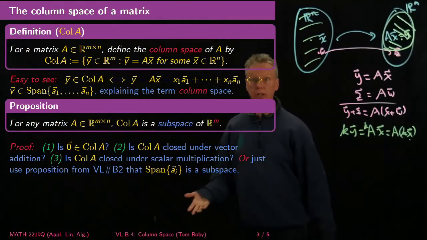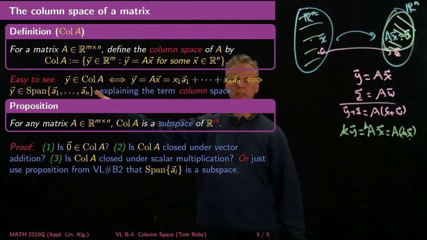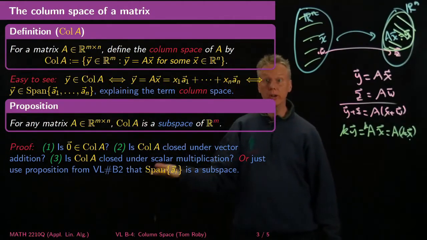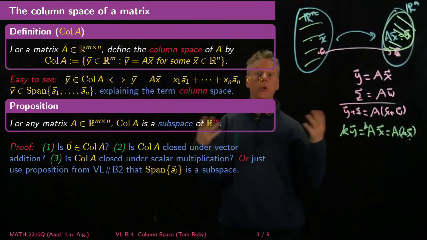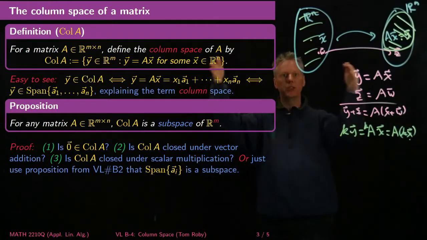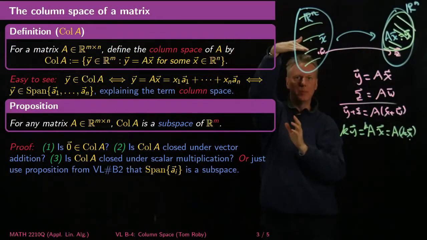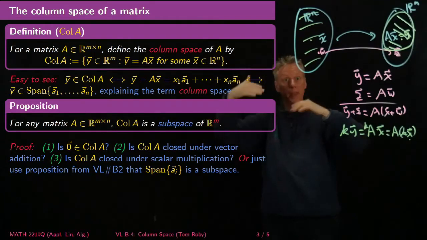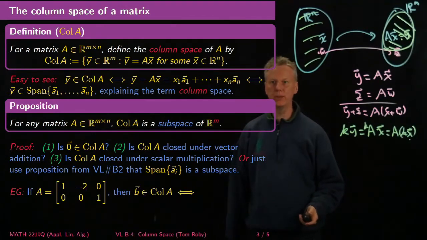Or you could actually, since we know that we've got this hands-on interpretation of the column space as just being the span of a bunch of vectors, you could just use the proposition from video lecture B2 that the span of a set of vectors is always a subspace, right? And we saw that just by showing these three properties, but using the fact that if you have a linear combination for one, a linear combination for another, add them, that gives you a linear combination for the sum. Okay, so this is actually a very easy proposition.